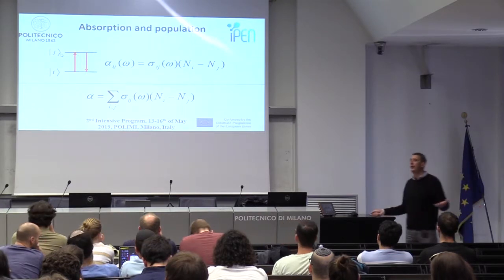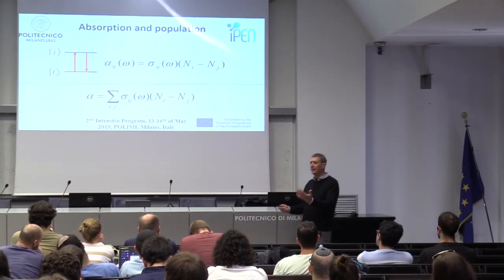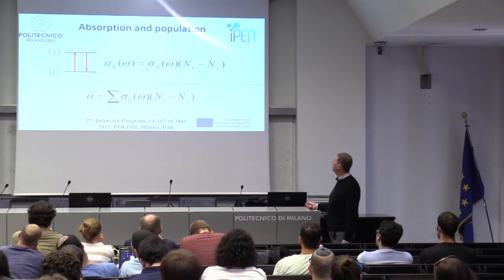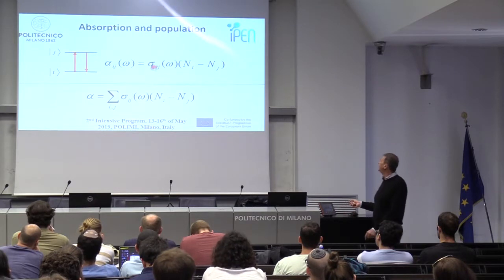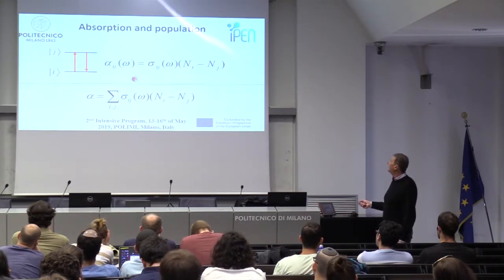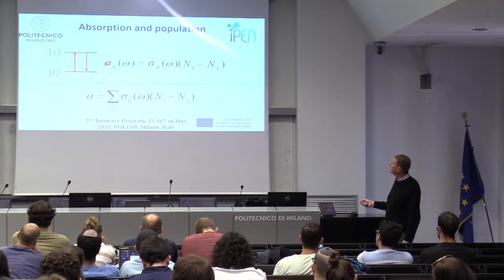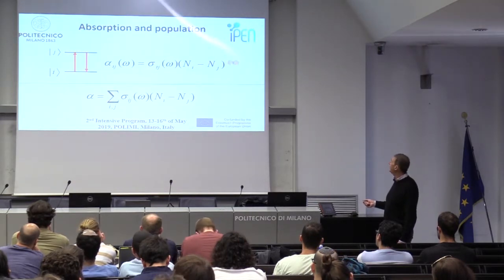But in a situation in which you have population inversion, of course, it's the other way around. Then this coupling constant becomes negative, and that is what we call gain. And Nj is larger than Ni. Okay, so this is the absorption coefficient, most of the time we call it. This is the cross-section, which is a positive quantity, and that's the population.